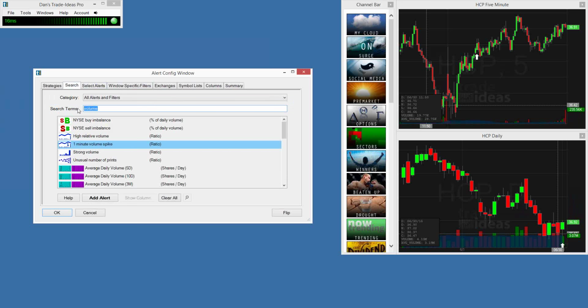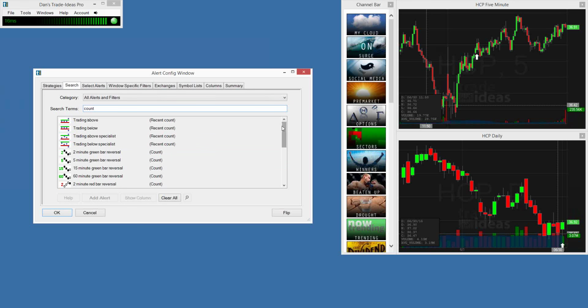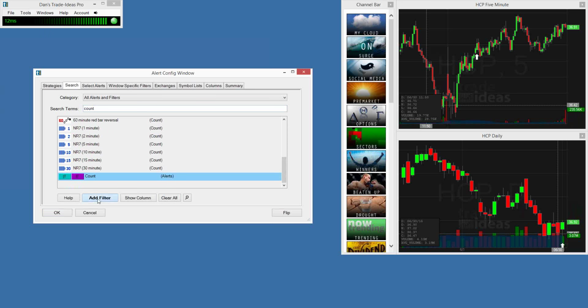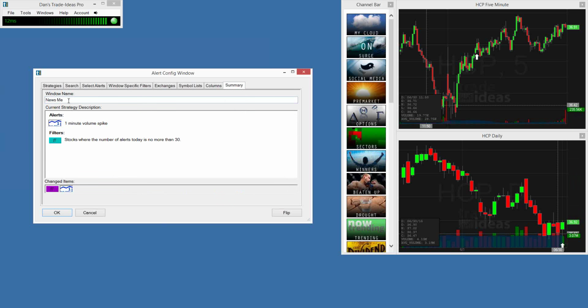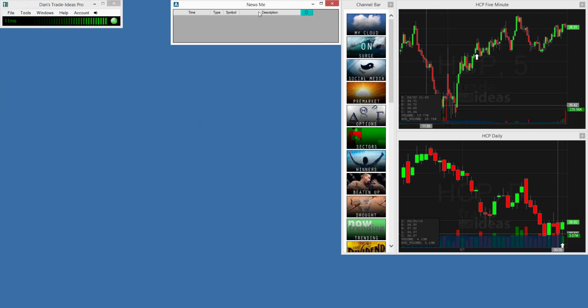Count. I'm going to go all the way to the bottom, and I'm going to say add filter. So count is how many times this has happened over the course of today. For this volume spike alert, I don't want to see it if it's happened more than, let's say, 30 times, because after the 30th, I already know it's happening. I want to pick it up right as it's happening. So I already set it, called the news me. These are the alerts. I'm going to look at all stocks, and let's see what's happening.